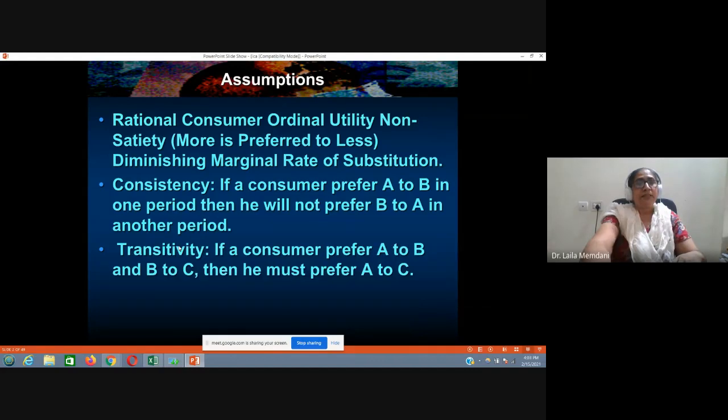Next one is transitivity. If a consumer prefers A to B and B to C, then he must prefer A to C. Like if I say that I prefer dosha to idli and I prefer vada to dosha, it means that I prefer vada to idli, right? So there is transitivity. If a consumer prefers A to B and B to C, then he must prefer A to C.